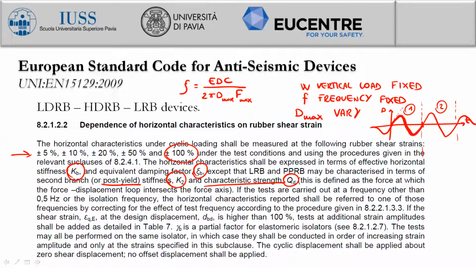Yes, I just wanted to ask, Doctor, the equivalent damping here in the formula is based on the max, but this is only for testing scenario, isn't it? Not for design, I mean.